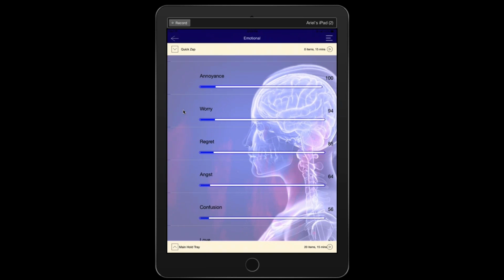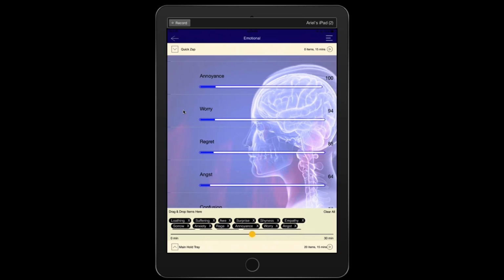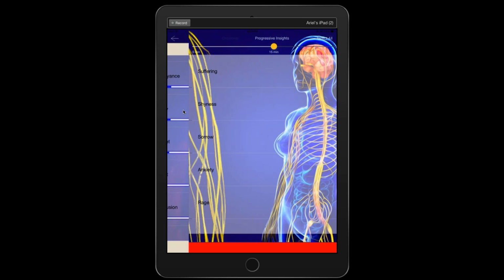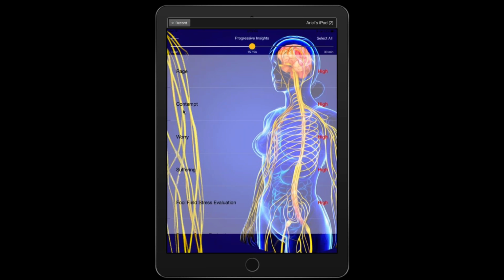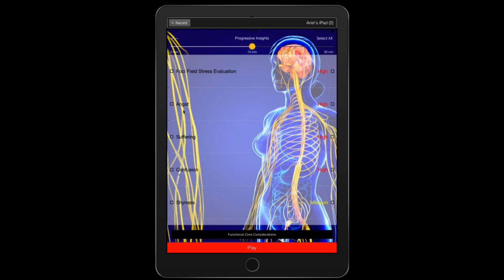So let's go to the main hold tray for a moment, and let's take these other ones out. Oh, so let's keep rolling up, huh? All right, let's leave those in there, and let's shake them all up. And again, that foci stress field evaluation goes to the top, angst goes to the top, suffering, confusion, etc. goes to the top. So let's find out where that virus stress evaluation is, we want to include that.